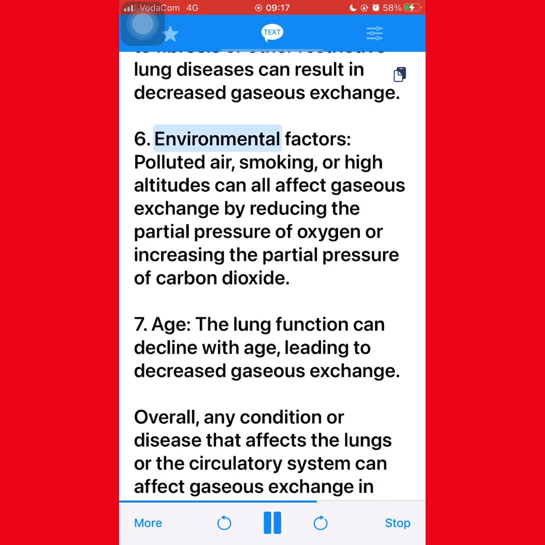6. Environmental factors. Polluted air, smoking, or high altitudes can all affect gaseous exchange by reducing the partial pressure of oxygen or increasing the partial pressure of carbon dioxide. 7. Age. The lung function can decline with age, leading to decreased gaseous exchange.